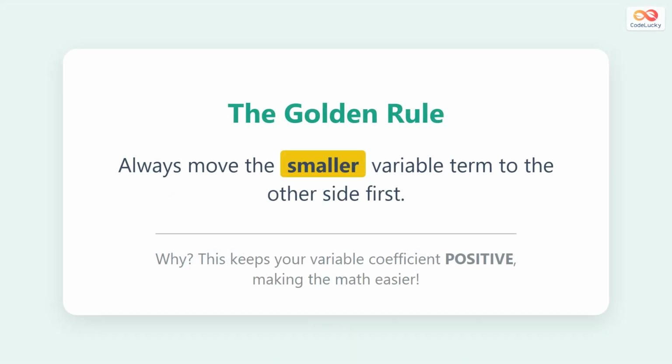Here is a golden rule to make your life easier. Always try to move the smaller variable term first. Why? Because if you subtract the smaller number from the bigger number, your result remains positive. Dealing with positive numbers is generally less confusing than working with negatives.